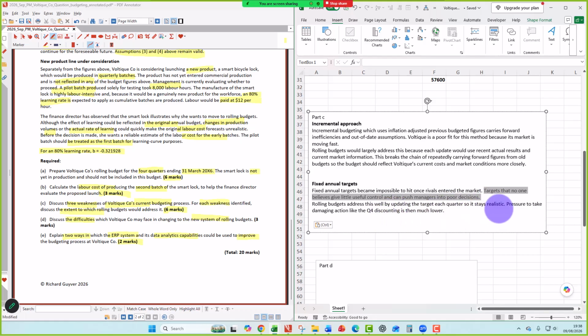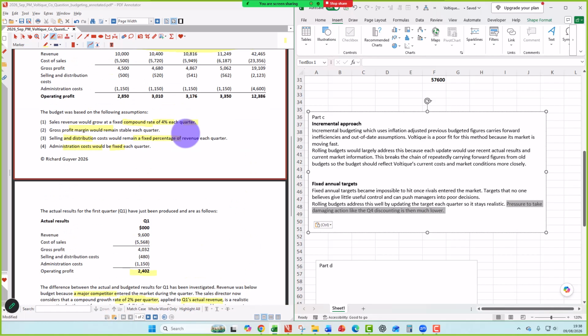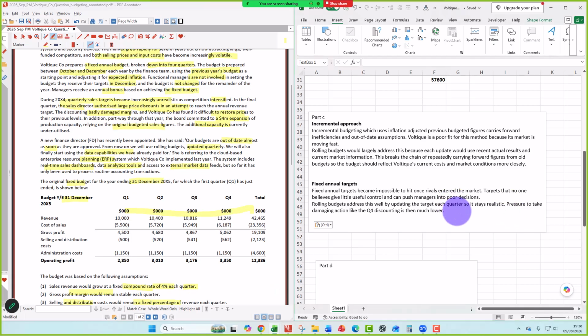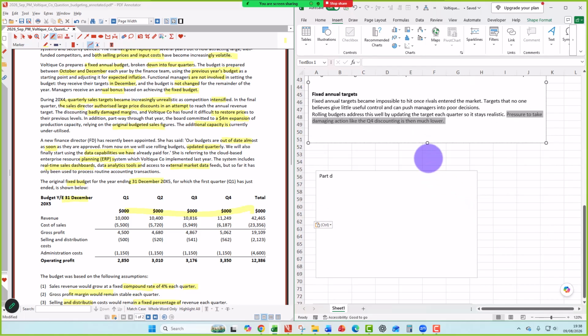How will rolling budgets change that? Well, rolling budgets update so it stays realistic. And what it then does, I've brought it back to this point that was made up here, where they introduced this discount in here. Sales director felt like they should discount, takes that pressure away because we've now got a realistic target.